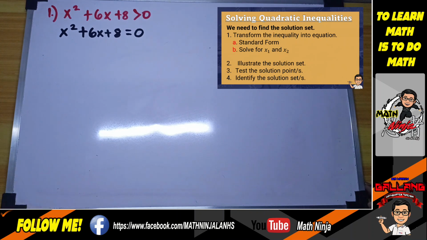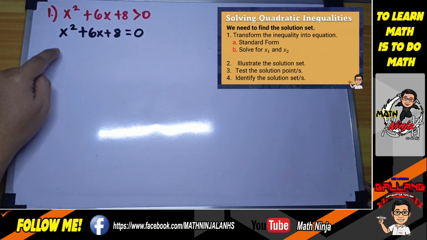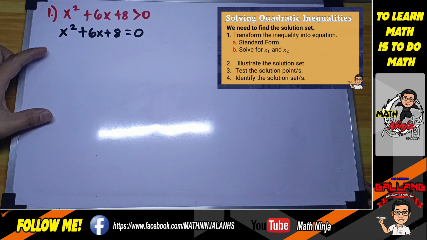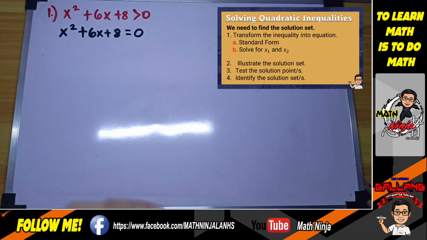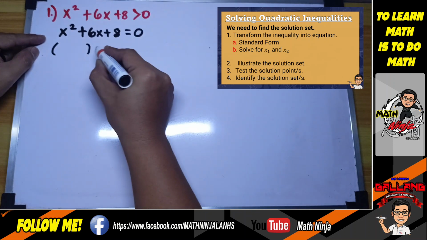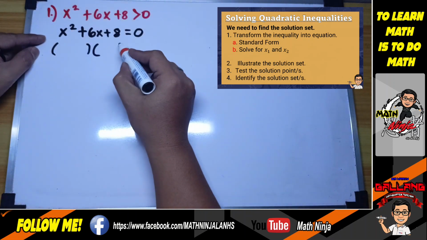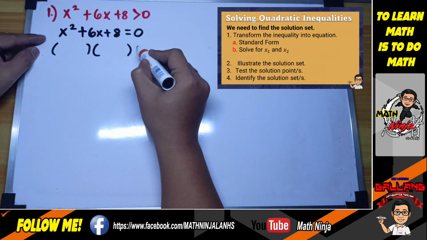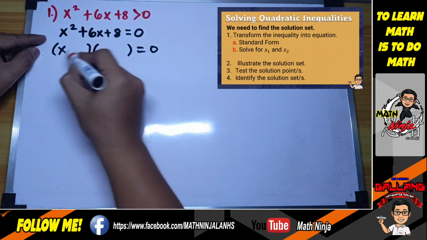Bakit? Mas madali siyang gamitin. Pangalawa, mas maikli yung ating magiging solution. Pero it depends upon the equation, kung ano ba yung mas applicable na method ang gagamitin. So, let's have the factors of x squared plus 6x plus 8 is equal to 0.